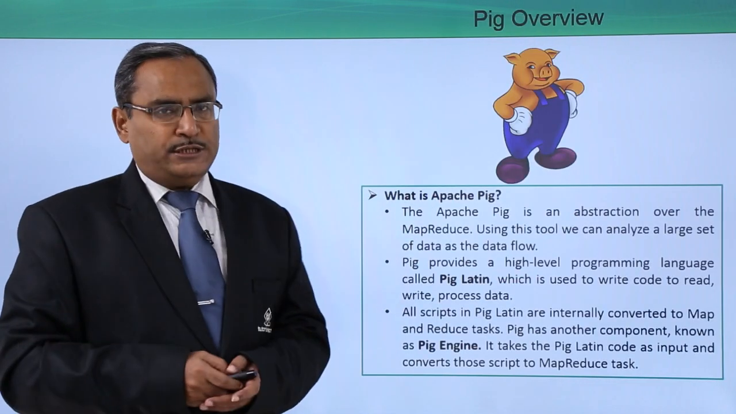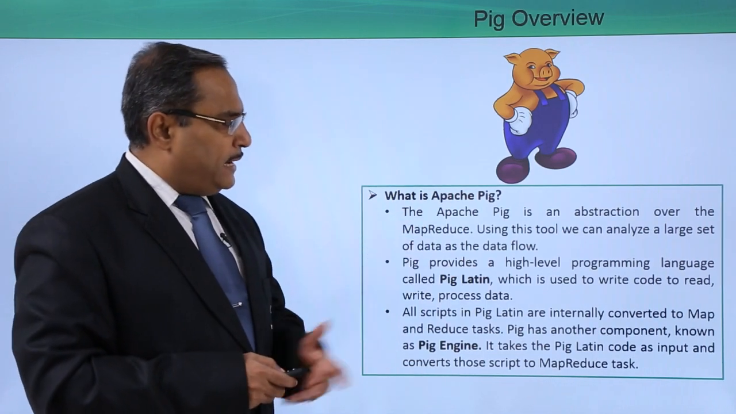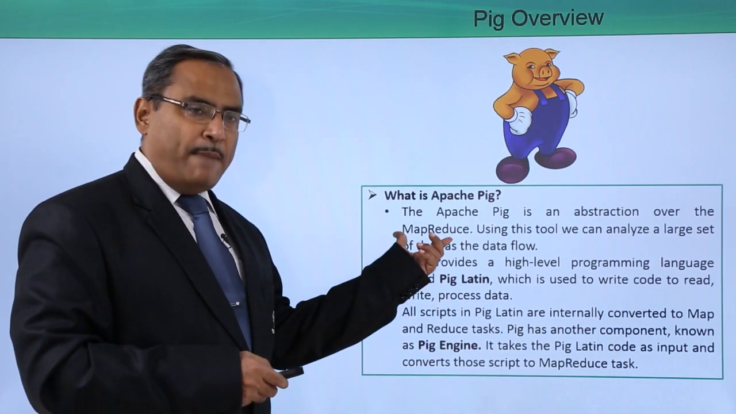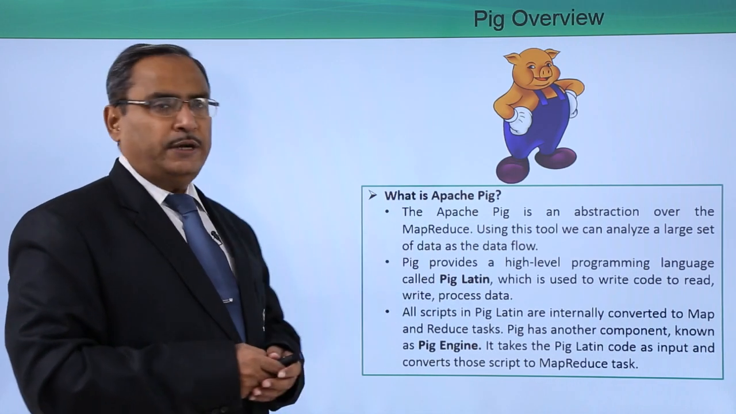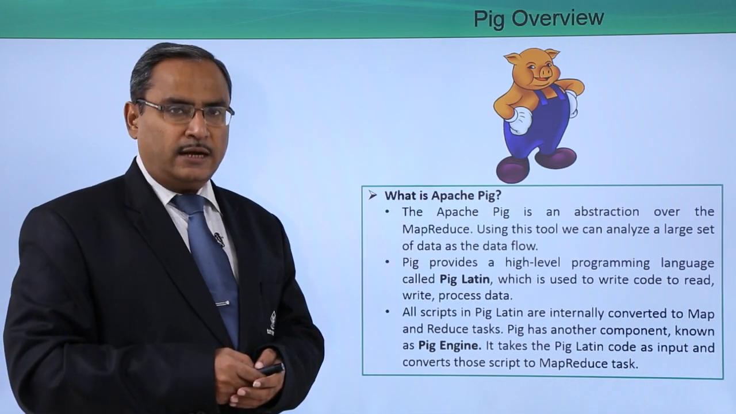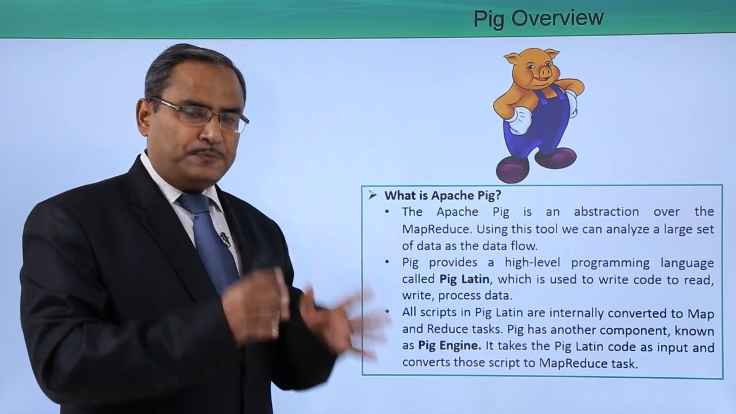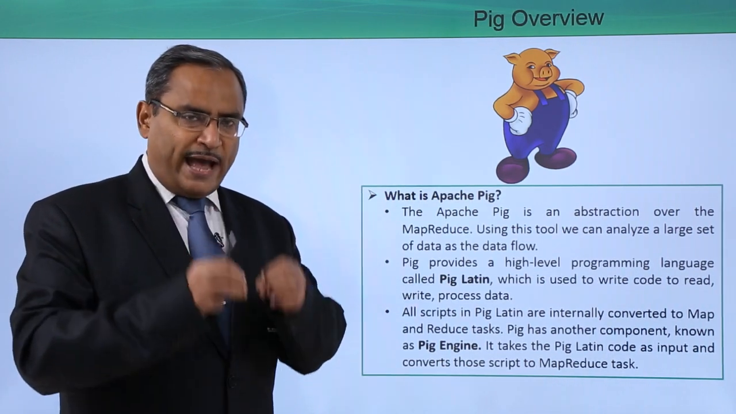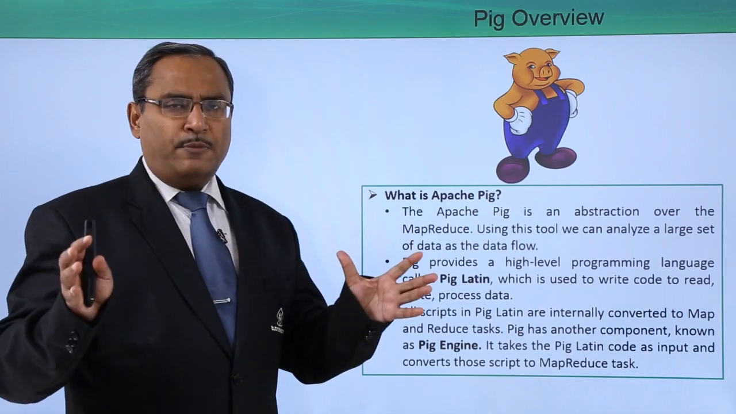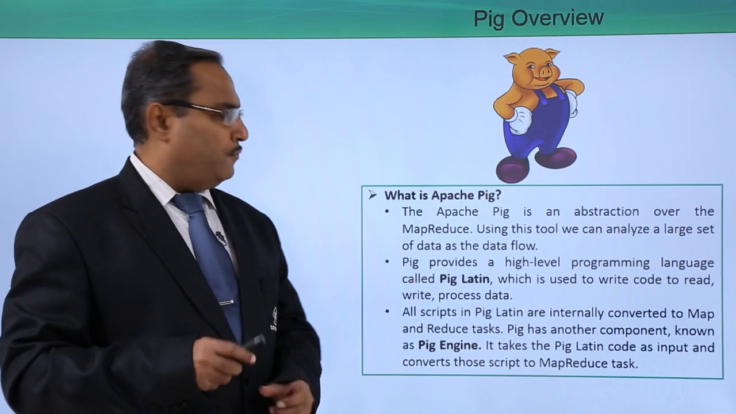So what is Apache PIG? The Apache PIG is an abstraction over MapReduce, and using this tool we can analyze a large set of data as the data flow. So that means it is one abstraction over this MapReduce, and it can perform the analysis on a large amount of data set as a data flow.